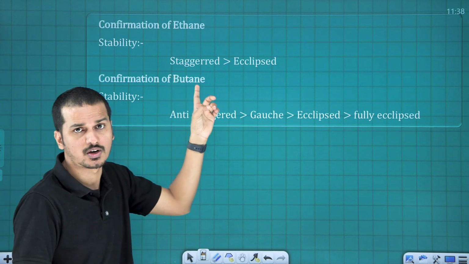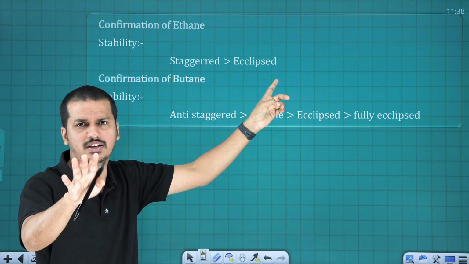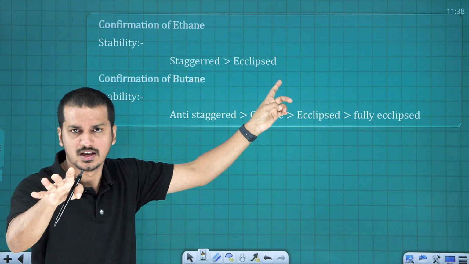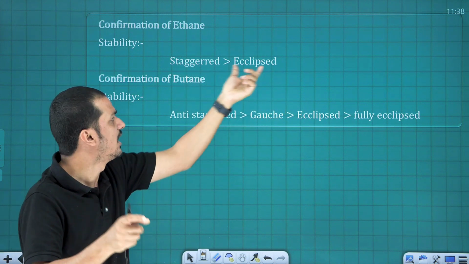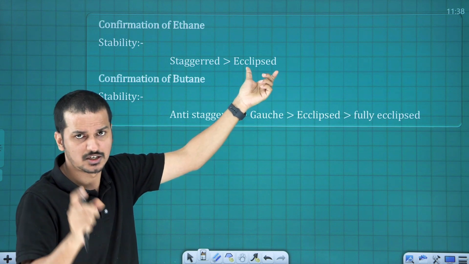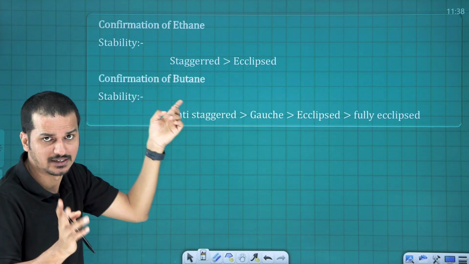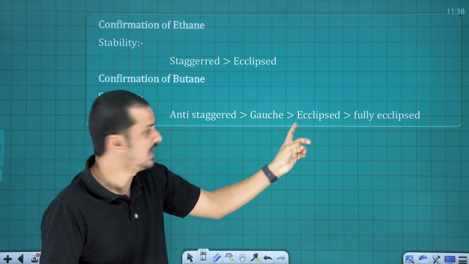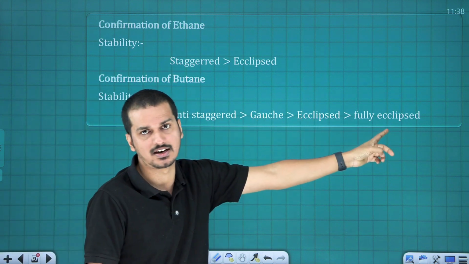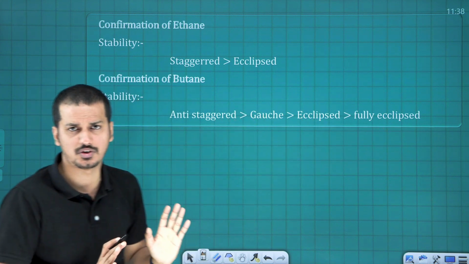Out of these, two are important: staggered and eclipsed. You know how to draw them in Newman projection and Sawhorse projection, which you learned. In that, staggered is more stable than eclipsed. You also remember that in the case of butane, anti-staggered is more stable than gauche, than eclipsed, than fully eclipsed. That idea you have to go through in the notes.